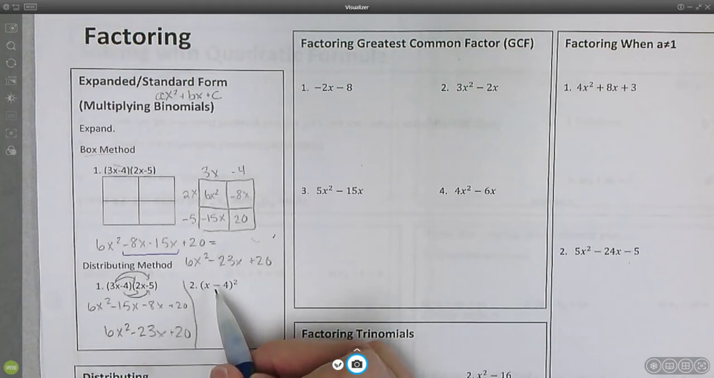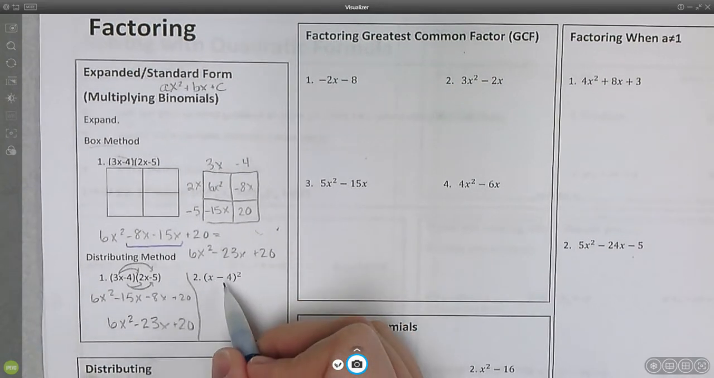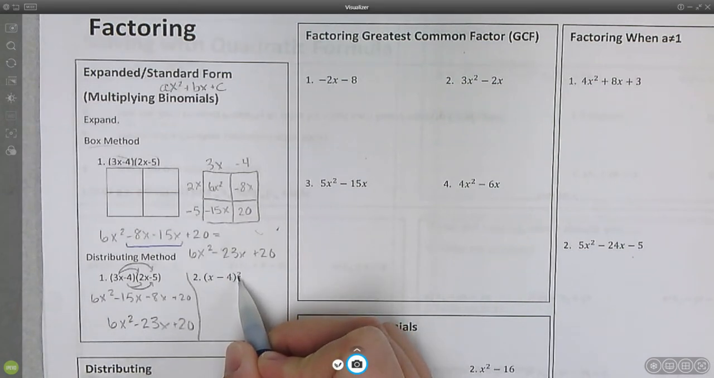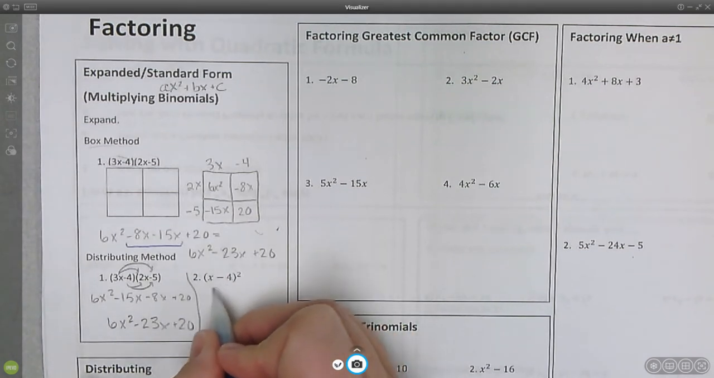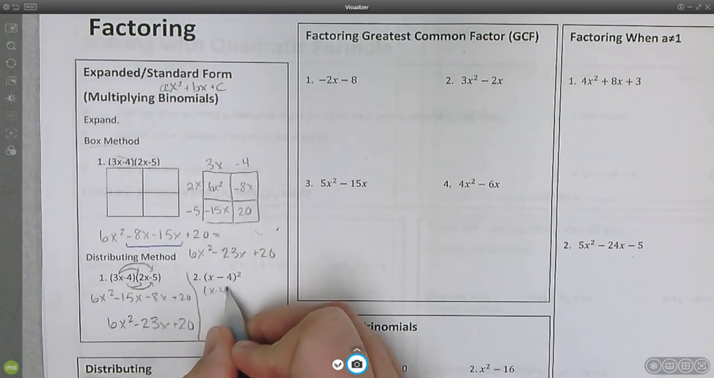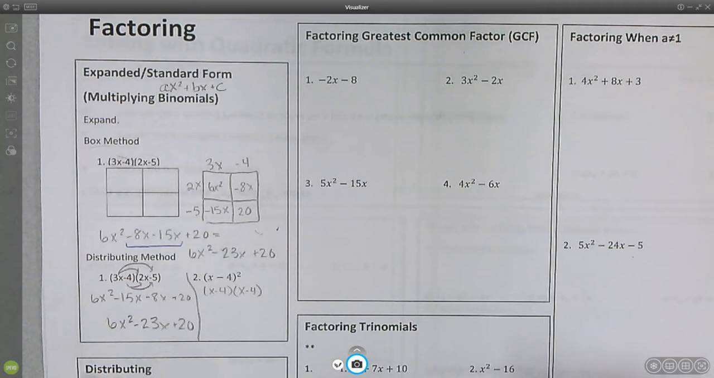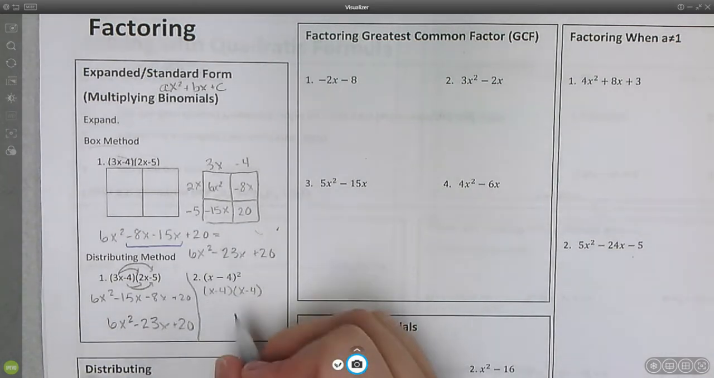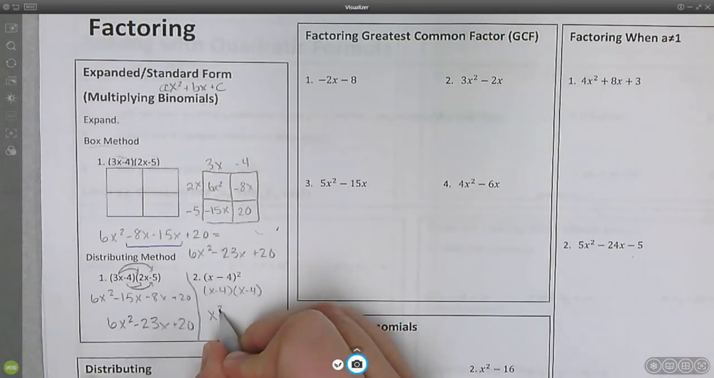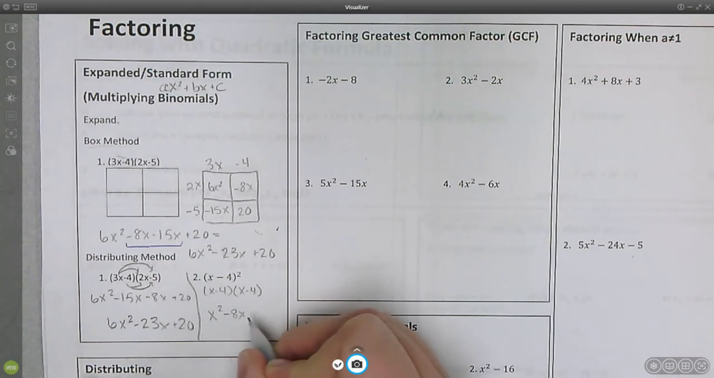This one, a common mistake is to square your x and square this 4. But really, squared means you're taking something times itself. So this is equivalent to x minus 4 times x minus 4. And then you can either do the box method or distributing method, and you should get x squared minus 8x plus 16.